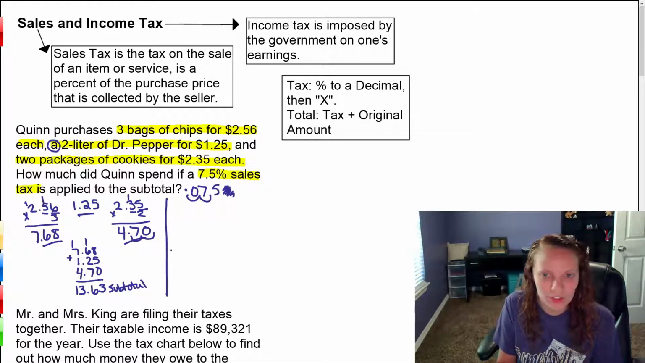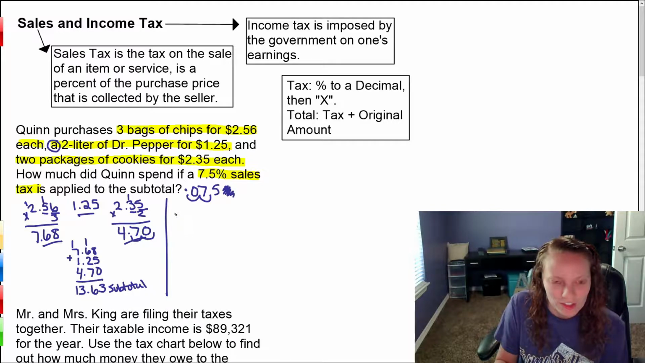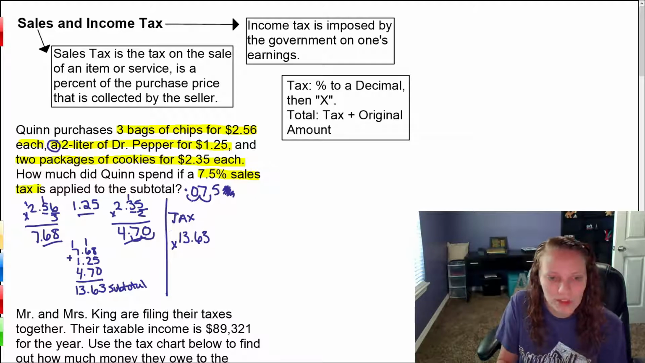Okay, so here's where we're going to start our process. To find the tax, we're going to change the percent to a decimal, which we did already, and then multiply it, and we're going to multiply it with this total here. We're going to take our subtotal, $13.63, and multiply that with 0.075.